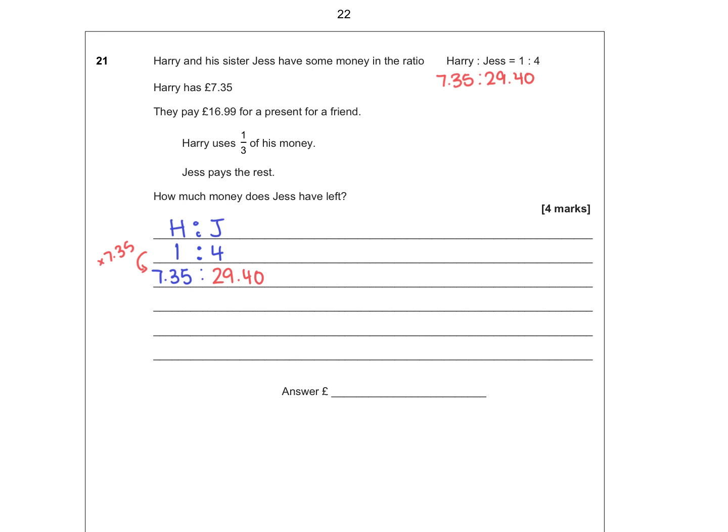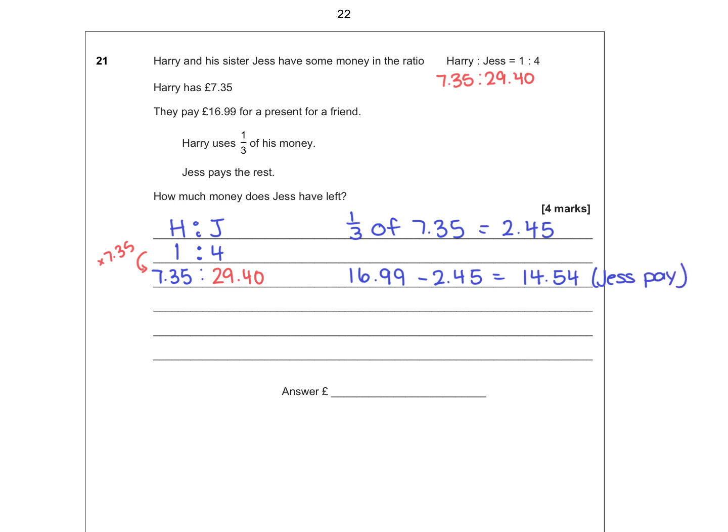Okay, they pay £16.99 for a present for a friend. Harry uses 1/3 of his money. So 1/3 of £7.35. 7.35 divided by 3 is £2.45. So Harry uses £2.45 of his money, but they spend £16.99. So £16.99 minus £2.45. So Jess has £14.54 left to pay. So Jess has to pay.